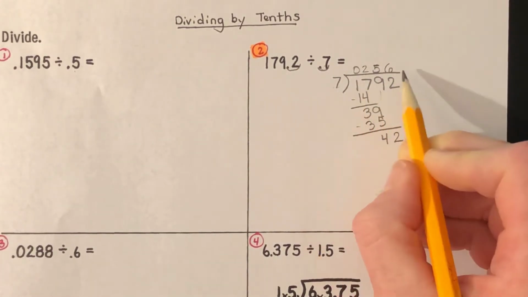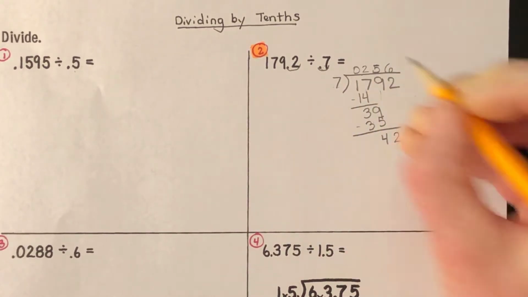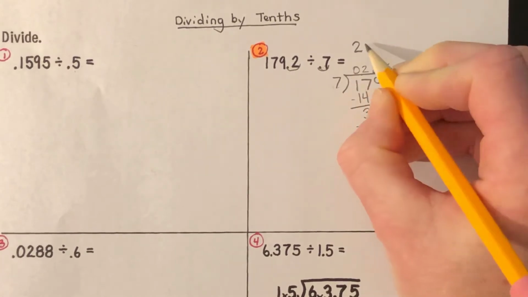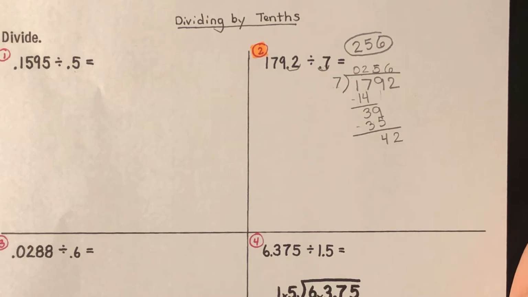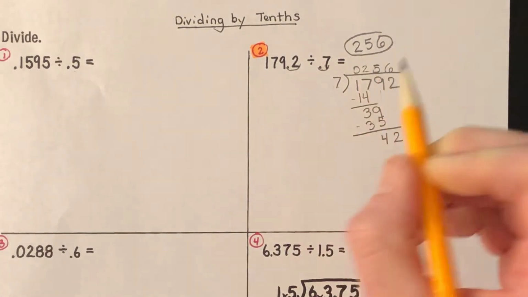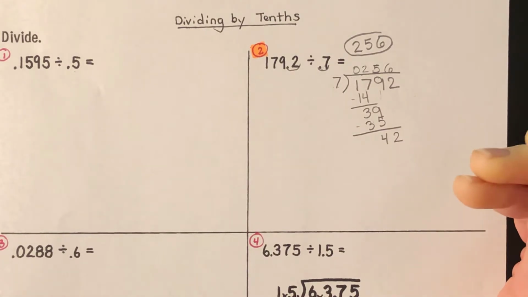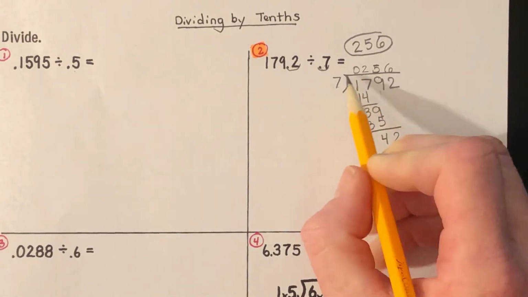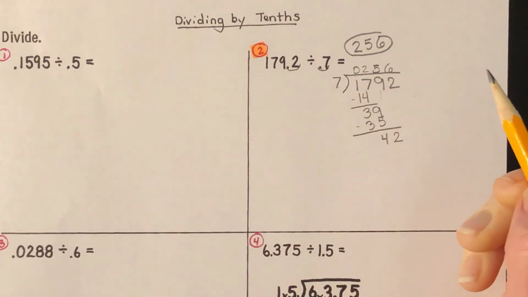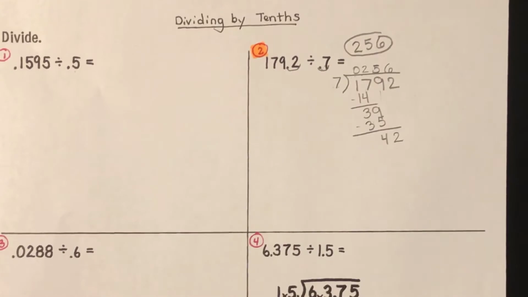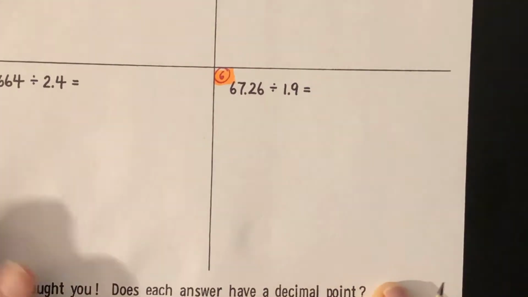So when I look at my quotient, I have 0, 2, 5, 6. That means my answer is 256. I would like for you to write your actual quotient separate from that. That way I can see that you understand concepts like how that 0 has no value. This is 256. Move on to number 6.